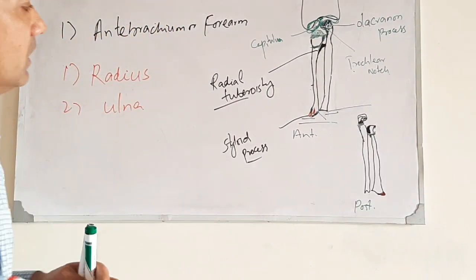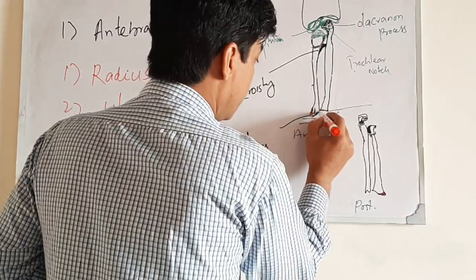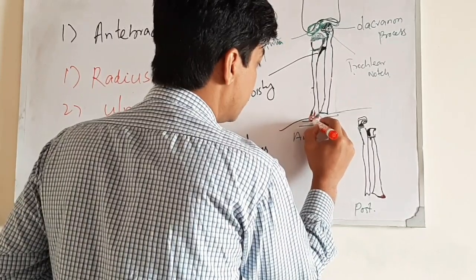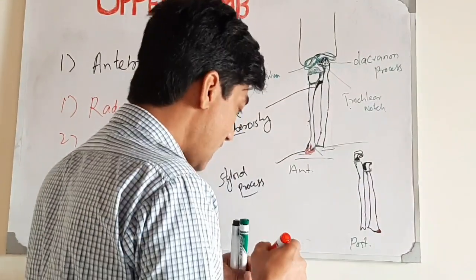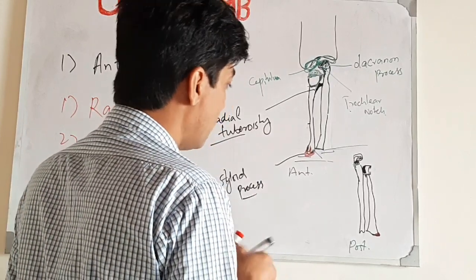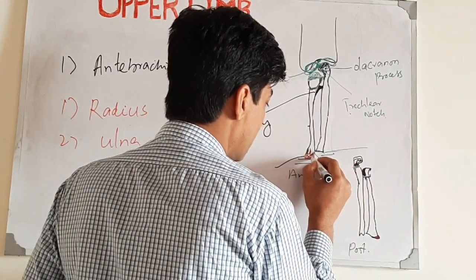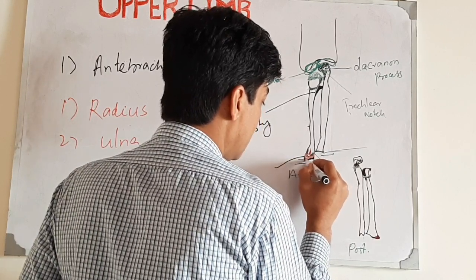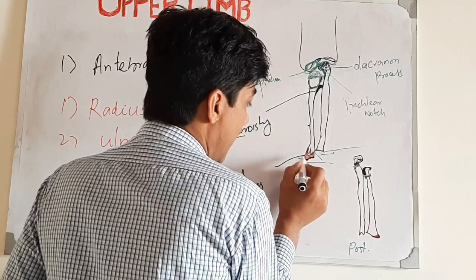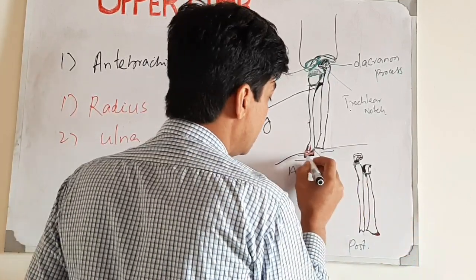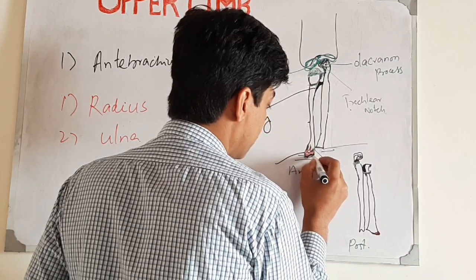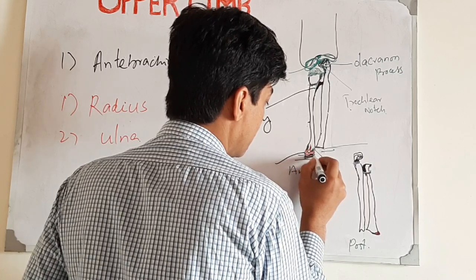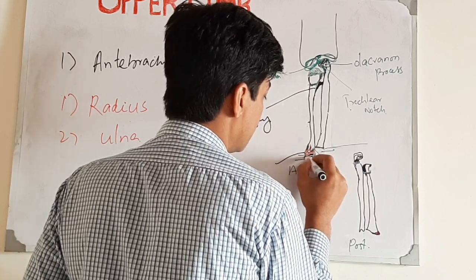Now, the important point about the styloid process is that here is the articular surface, which articulates with the carpal bones. The articular surface lateral on the radial bone is attached to the scaphoid and lunate, the bones of the carpus, and makes the carpal joint.